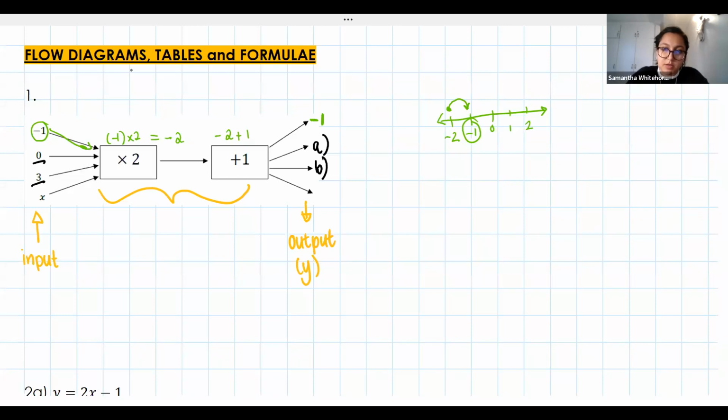Good, grade 8s. Keep those answers coming. I'm going to give you another minute or so. Some of you are even trying the last one, which is absolutely fine. I didn't ask for the last one with an input of X, but you can try it if you want.